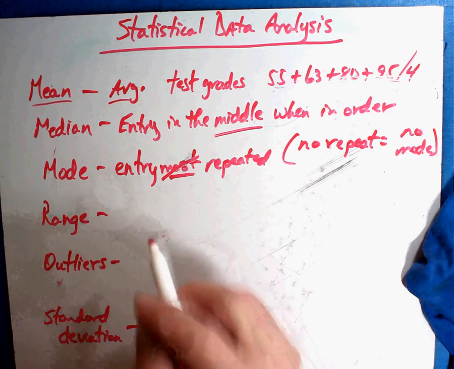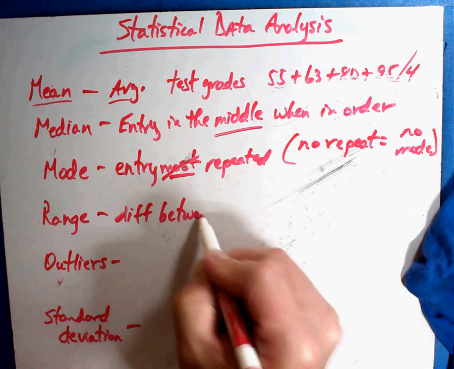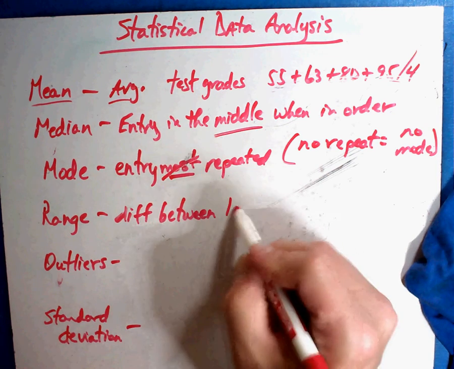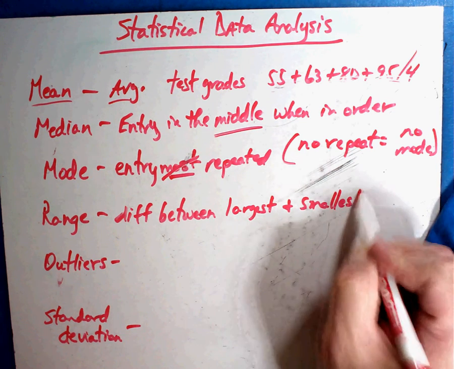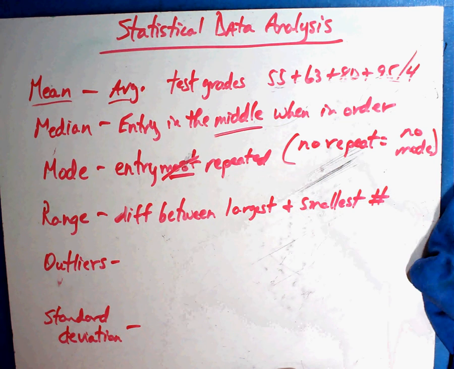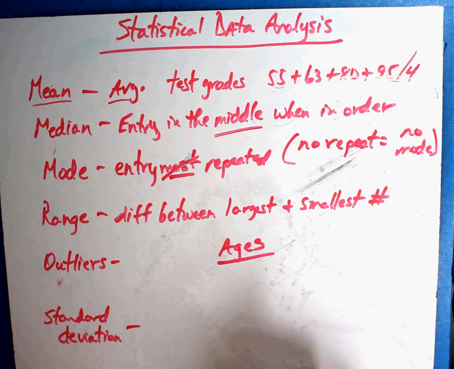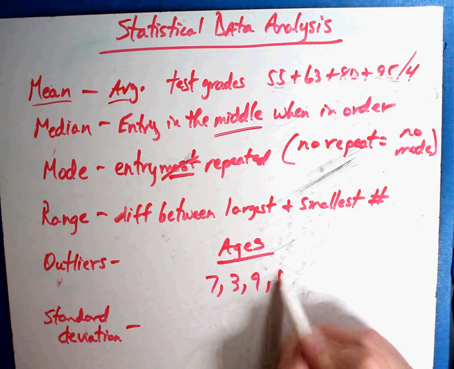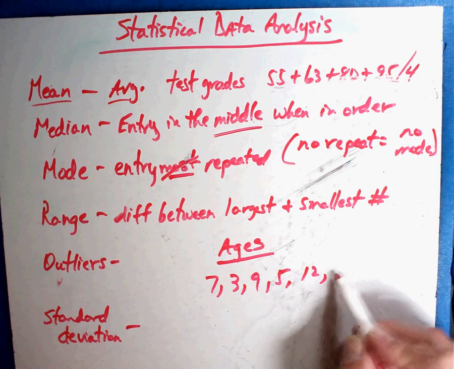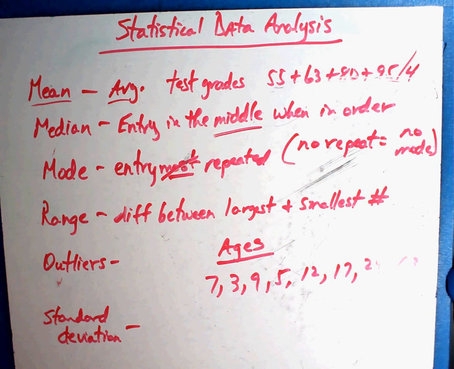So sometimes it's the most, sometimes it's just repeated. Range. Range is the difference between the largest and smallest number. Let's say we're taking some people, and I'm just going to give you a list of numbers. Let's say ages. There's a 7-year-old, a 3-year-old, a 9-year-old, a 5-year-old, a 12-year-old, 17, 24, and 63-year-old. They want to know, what's the range of ages here?